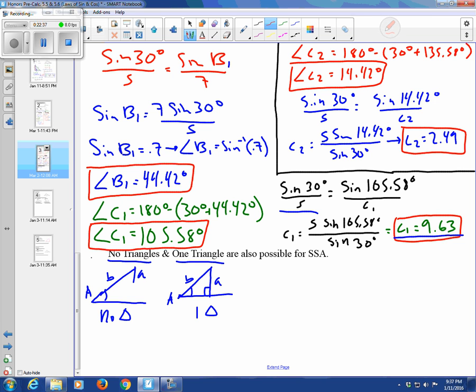Now in this case, what you're going to get is basically that angle B will be 90 degrees, a right triangle, right? And then of course, if you were trying to solve for an angle B2, you would get 180 degrees minus 90 degrees, which would give you 90 degrees again. That's that 1 angle. In the no-triangle scenario, what you're going to end up with in the calculator is an error. So immediately you would get an error because no triangles would be possible.